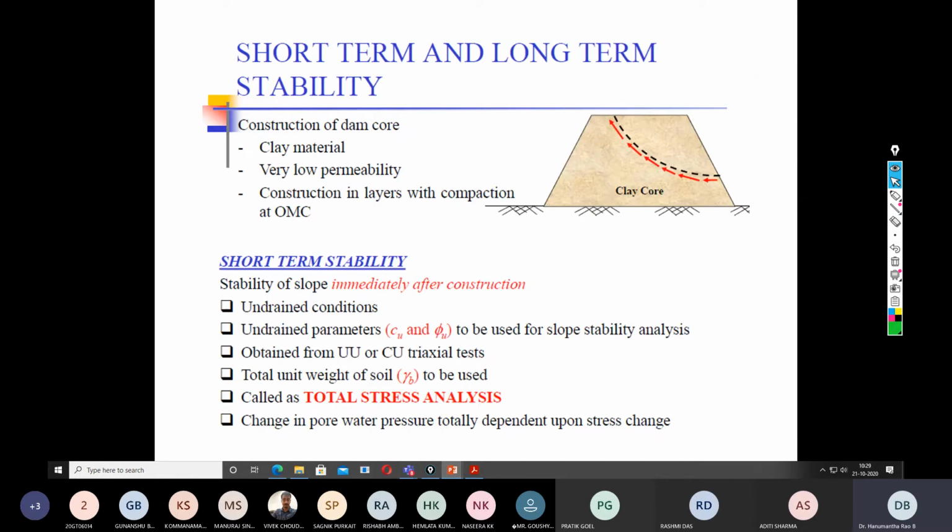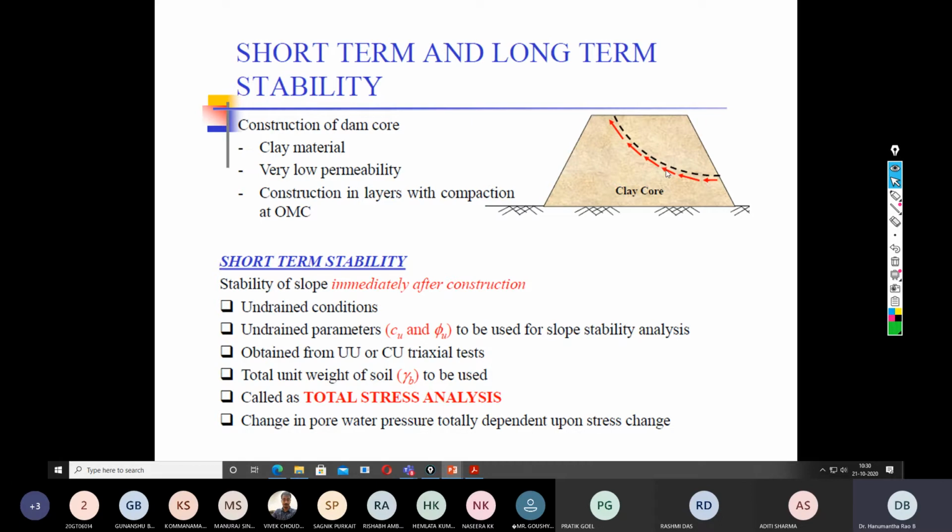Now other conditions also you should understand. What do you mean by long-term and short-term stability analysis? This slide will give you glimpses about what kind of conditions are to be considered for short-term stability and for long-term stability. This is an earthen embankment with a clay core. The clay material has low permeability. In the case of short-term stability, short-term means we haven't given enough time for water to dissipate from a particular area.